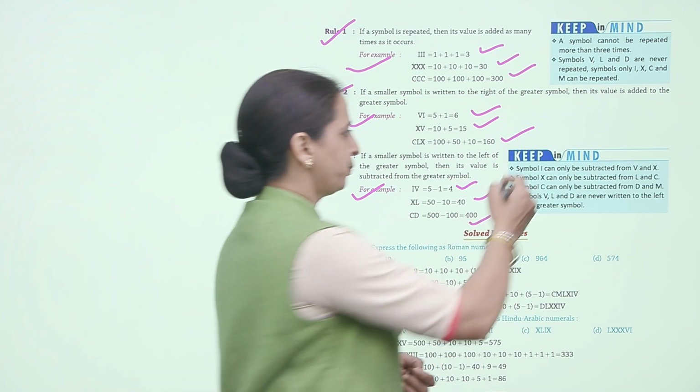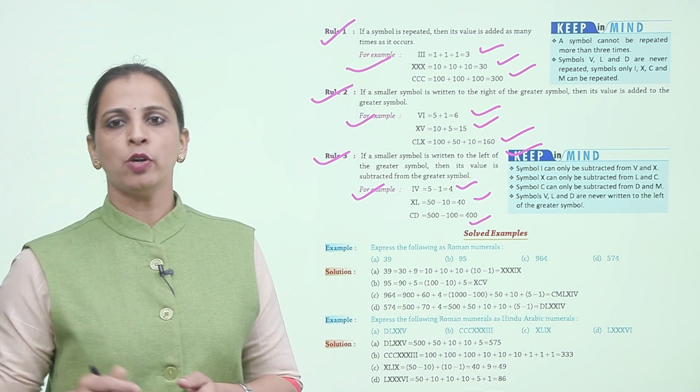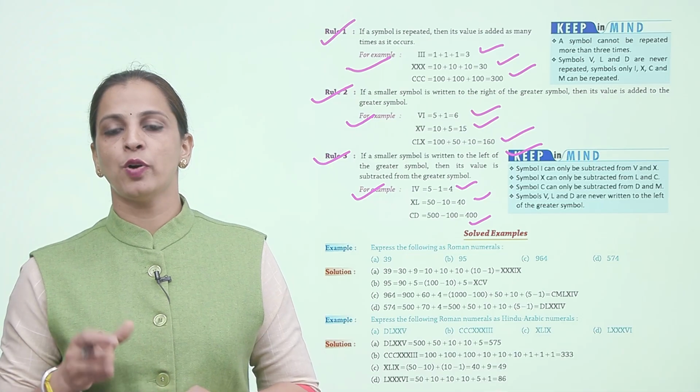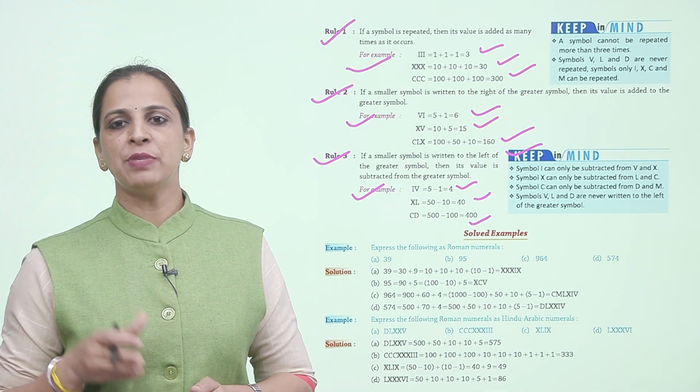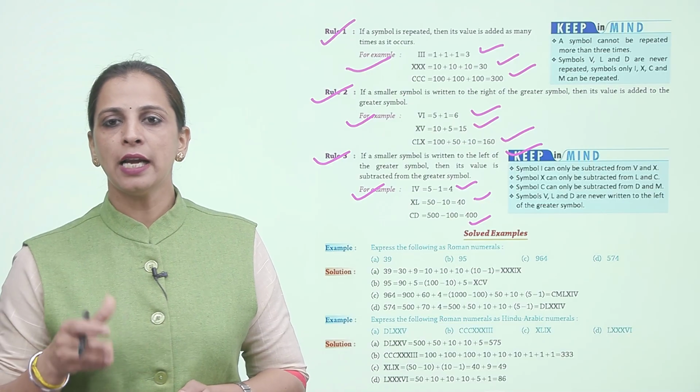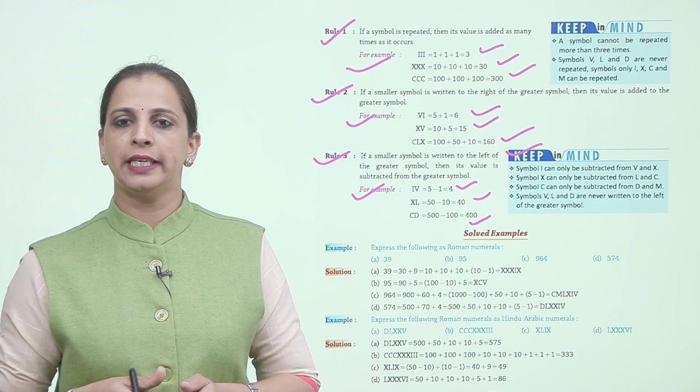Keep in mind, symbol I can only be subtracted from V and X, symbol X can only be subtracted from L and C, and symbol C can be subtracted from D and M. Symbols V, L and D are never written to the left of a greater symbol.